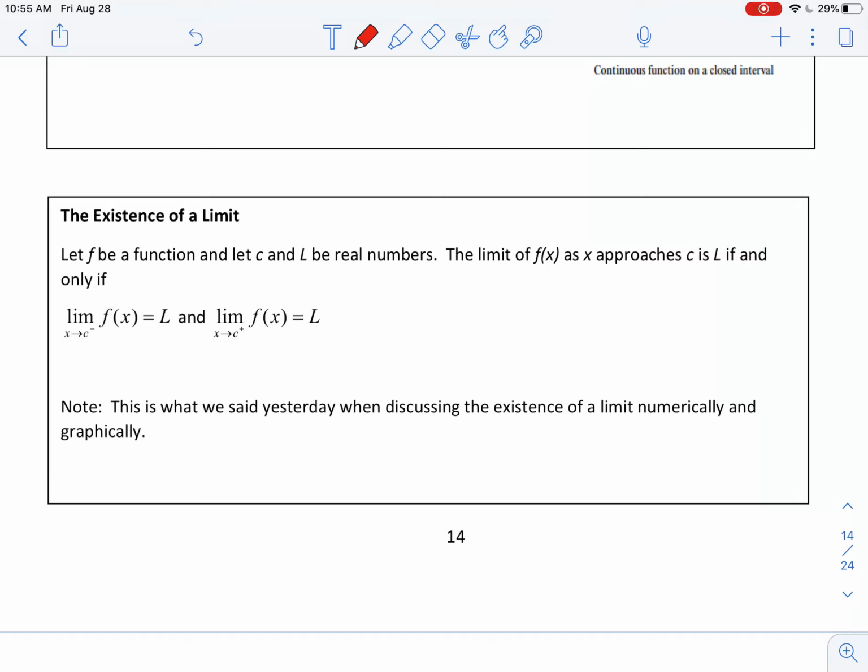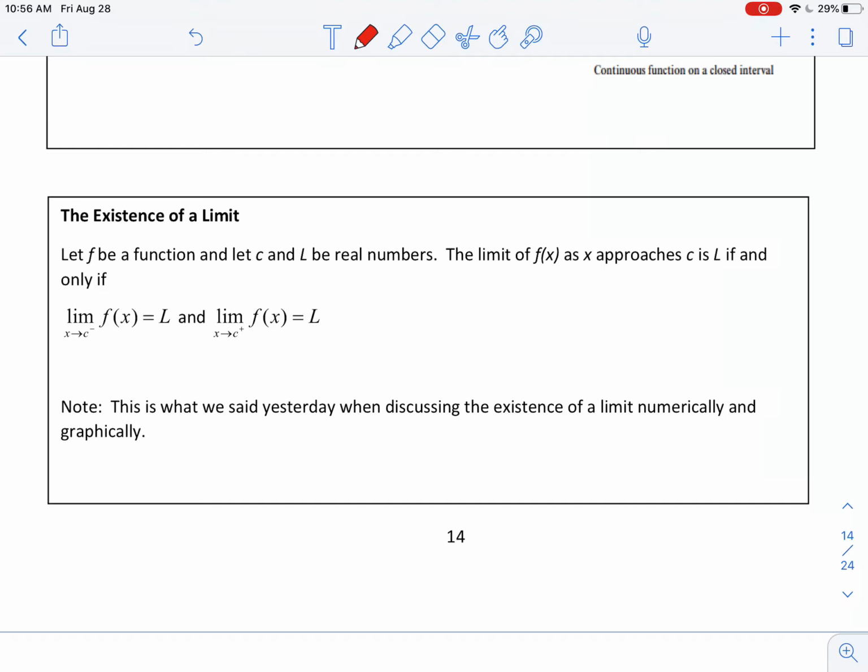All right, the existence of a limit. This goes back to what we talked about before. So it says, let f be a function and let c and L be real numbers. The limit of a function f of x as x approaches c is L if and only if the limit as x approaches c from the left of f of x equals L, and the limit as x approaches c from the right of f of x equals L.